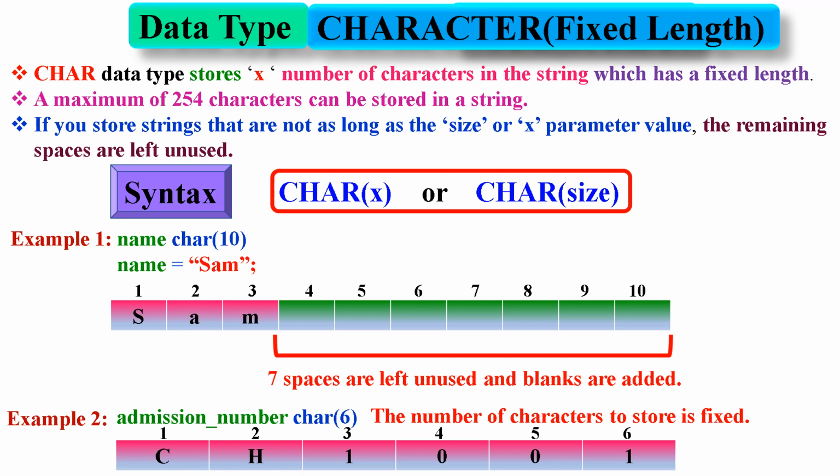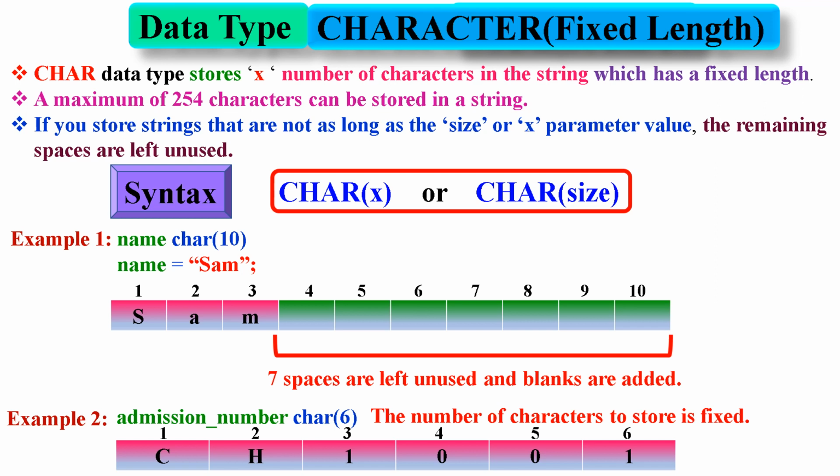Let's see an example. If you specify name char of 10, name equals Sam, the string Sam is 3 characters. So 3 plus 7 unused spaces are stored as 10 characters in total. So it takes 10 bytes of storage. Char data type takes memory space of 1 byte per character. As the value of string Sam is 3, the remaining 7 spaces are left unused and blanks are added.